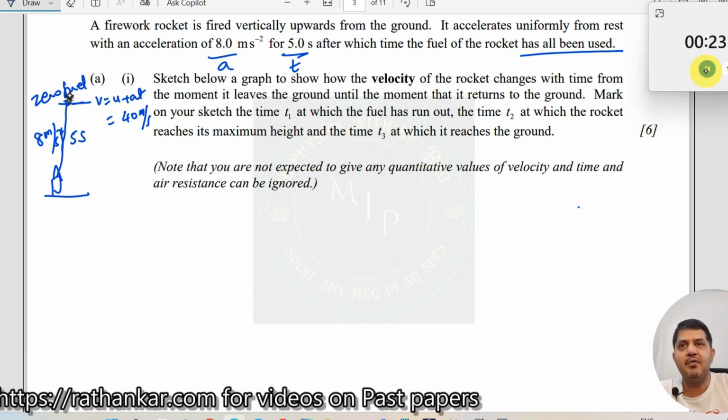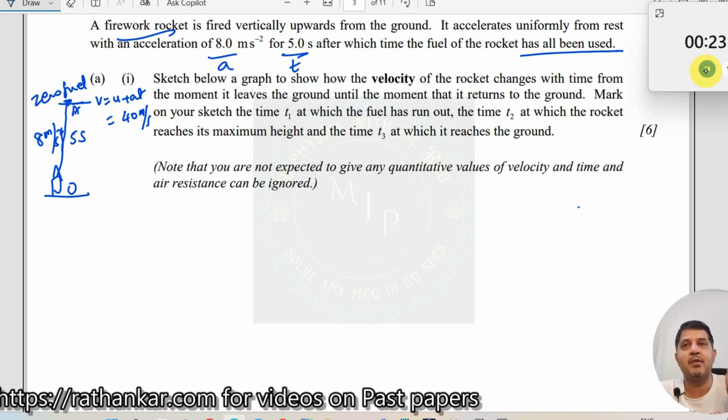From here to here, let me say this is your point O, this is your point A. Until point A, the rocket's fuel has been used, and as a result, in 5 seconds it has acquired a speed of 40 meter per second. After this, what will happen? Gravity will once again pull it, because it's a firework rocket. So the value of g will always remain constant. It can't go to 10,000 kilometers in 1 second. So the velocity now here is 40 meter per second.